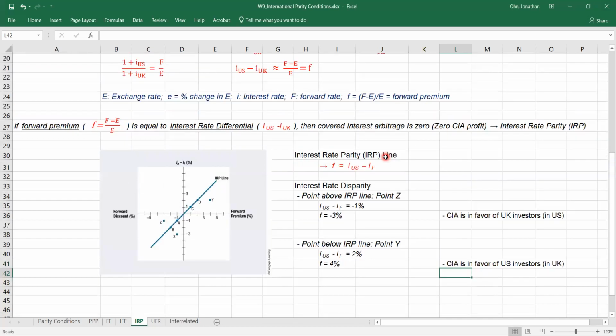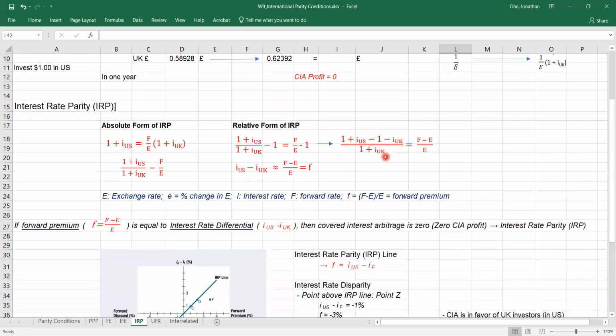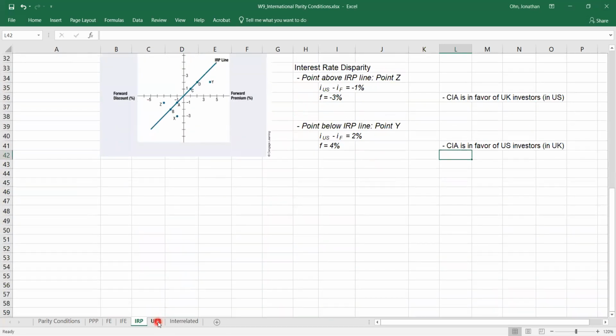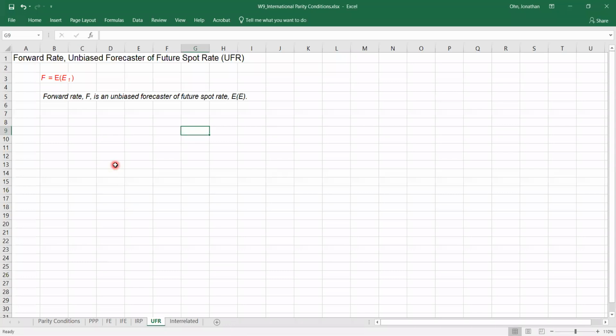I think we are doing very well. Okay. And UFR is simple. UFR is the forward rate as an unbiased forecaster of the future spot rate. The forward rate is like the expected future spot rate. So the forward rate is an unbiased forecaster of the future spot rate. That simple idea is called UFR. So that's the fifth idea. We need this, actually.